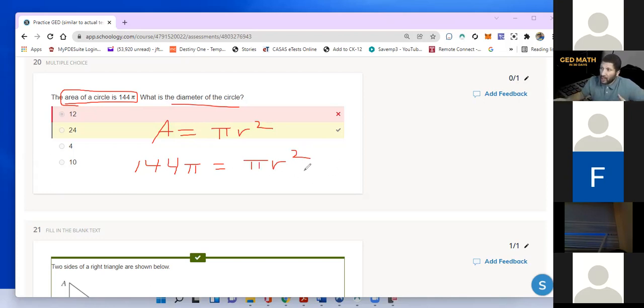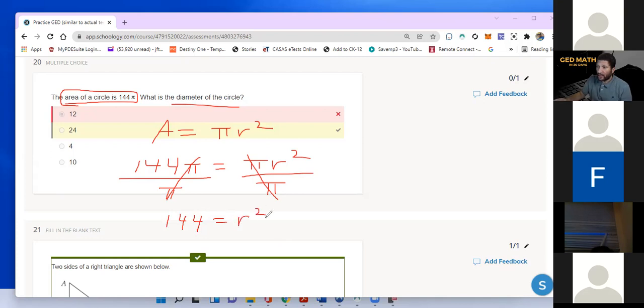Now, in order to get r squared by itself, what do we need to do? Divide by pi. Whatever we do to one side, we do to the other. So the pi's cancel. You should see now 144 is equal to r squared.